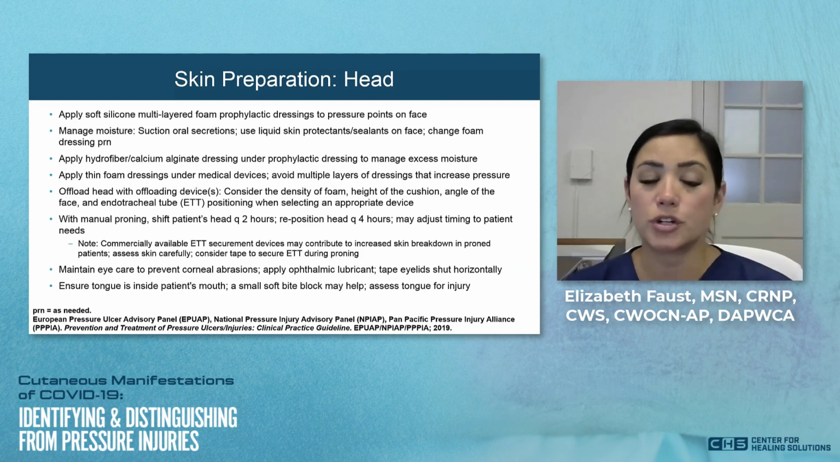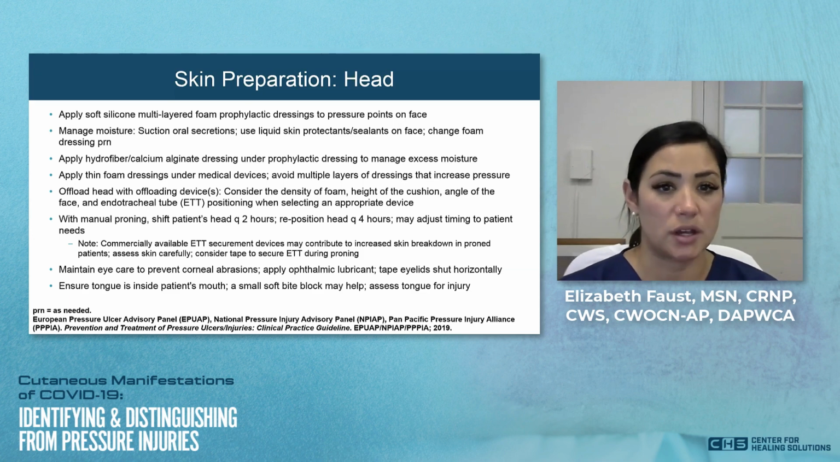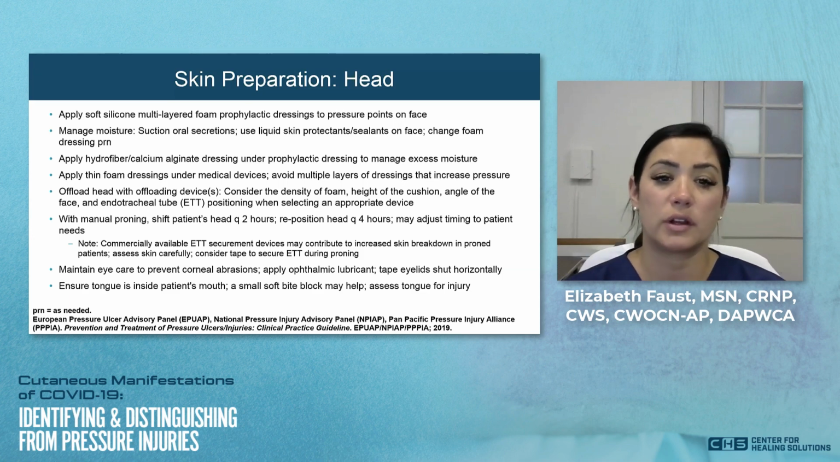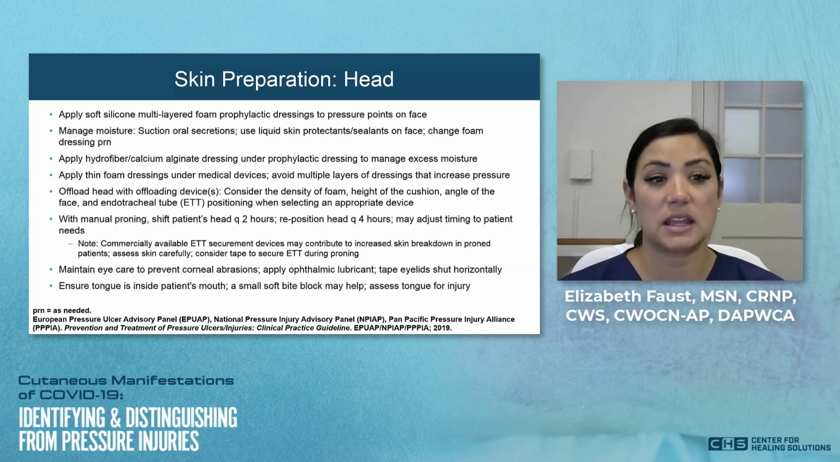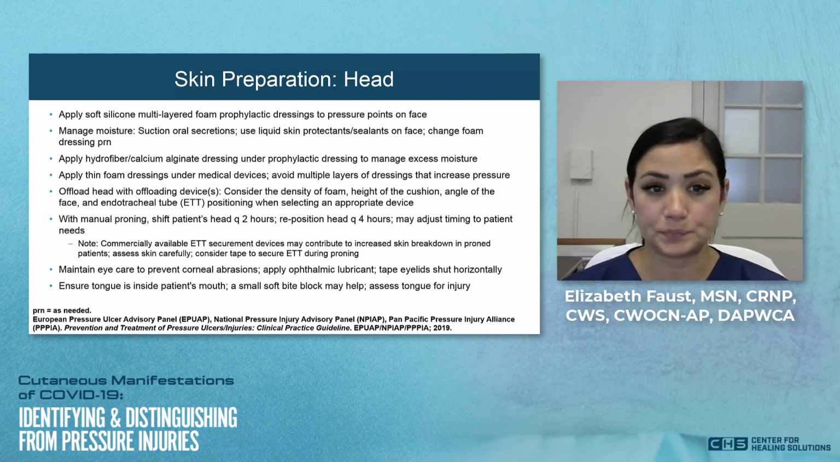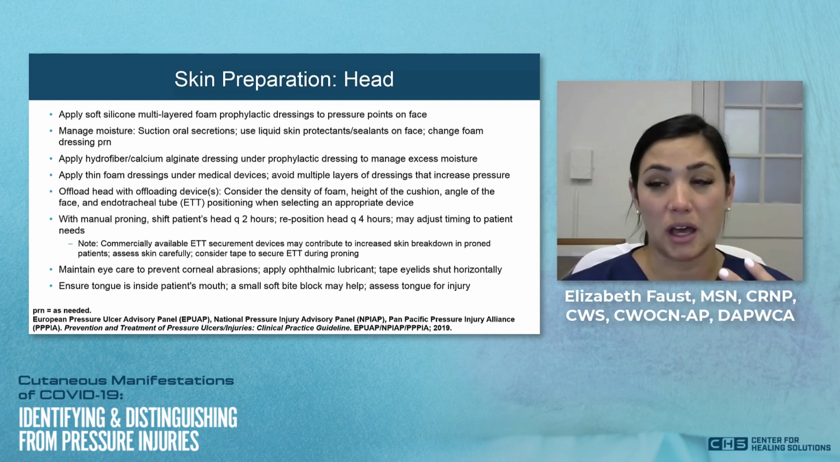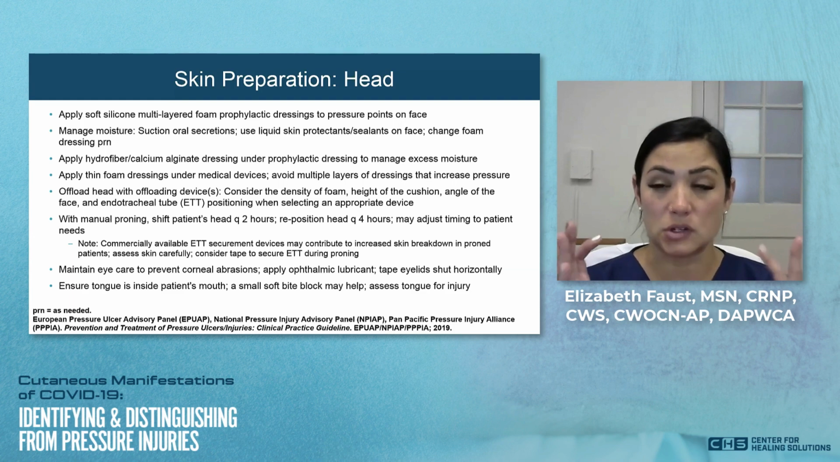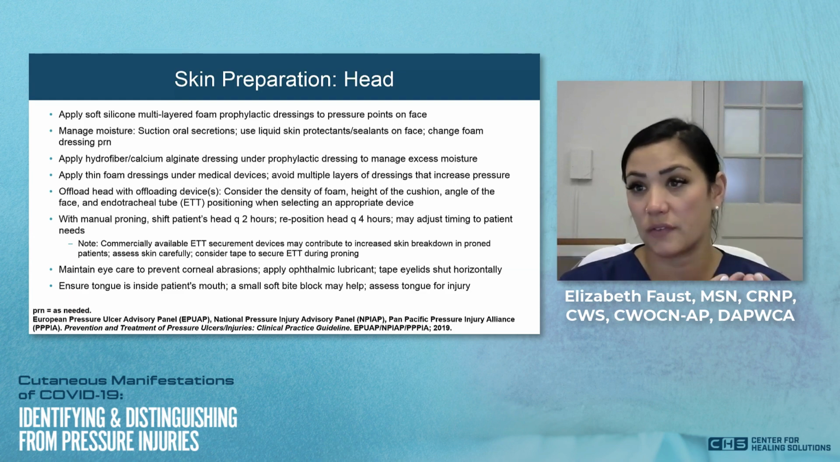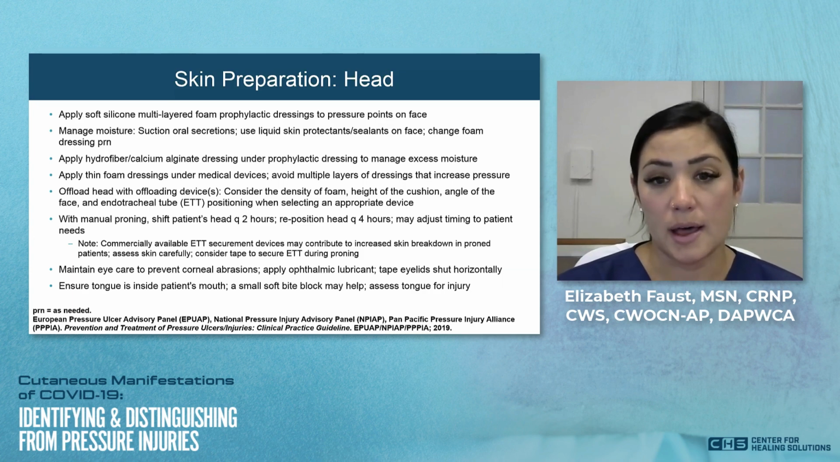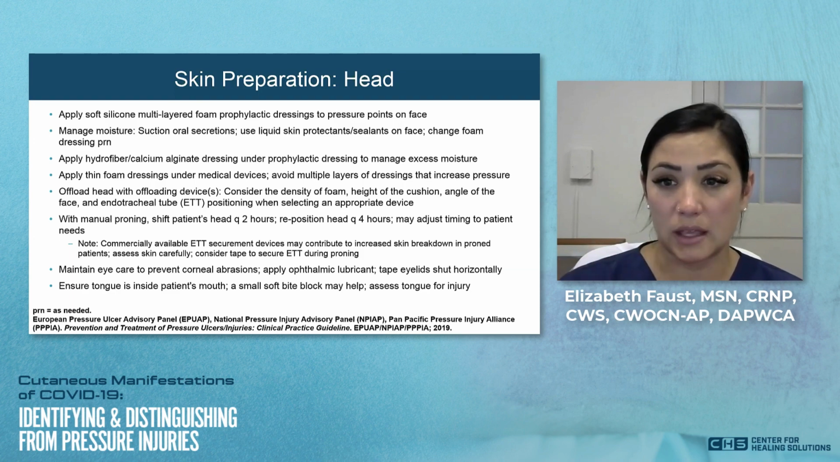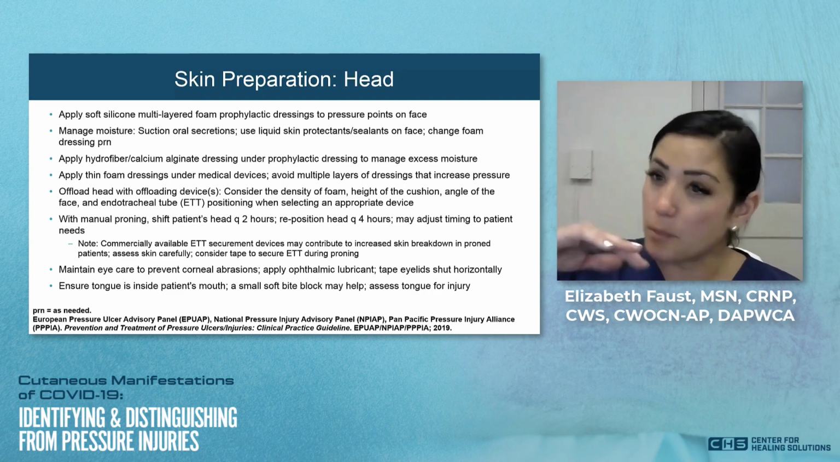And you can apply thin foam dressings under the medical devices, so that's what we did. We offload the head with an offloading device, so you want to consider the density of the foam, the height of the cushion, the angle of the face, and the ET tube positioning when selecting an appropriate device. So one of the things that we really liked about our fluidized positioner is that it could immerse the head and all of the bony prominences into that pillow or positioner, and then you can also make kind of slots for where the tubes come out so that things weren't bent upward.